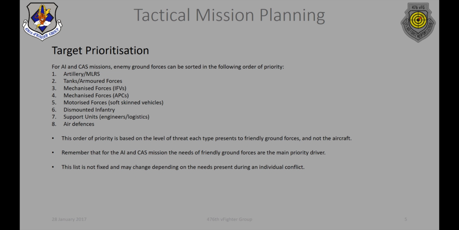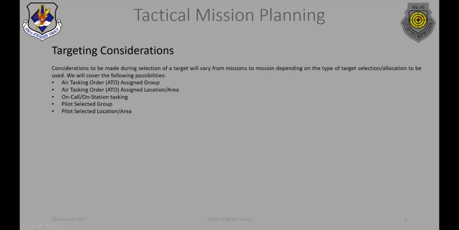Again, for AI and CAS sorties, it's the needs of the friendly ground forces that are the main priority driver. It's not a case of, this air defence unit is a threat to us, so we're going to kill it. Well, if you have to, you have to, but in most cases what you want to do is get around that, or under it, over it, so that you can engage what you're really worried about. And again, as I started off with, this isn't a fundamental, authoritative list. It's just a general overview that fits most scenarios, but things may vary.